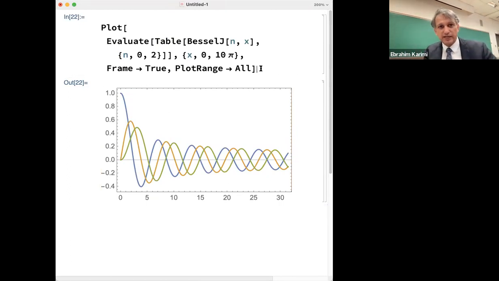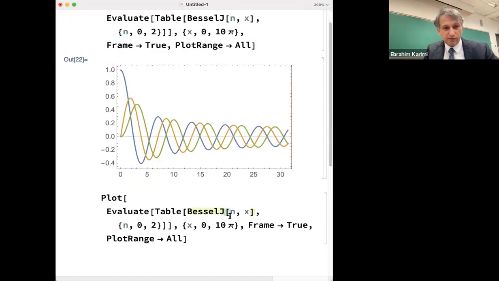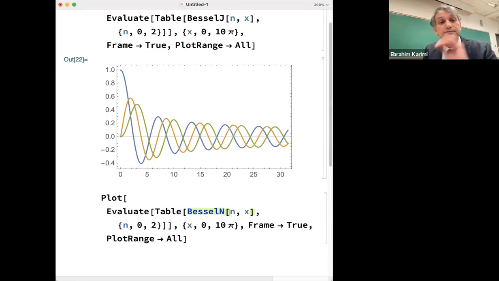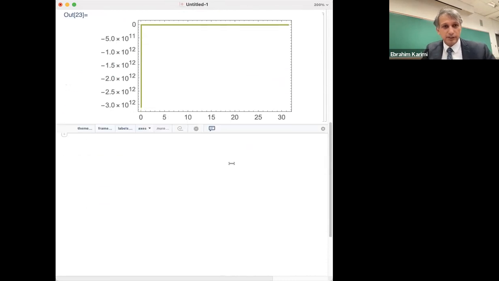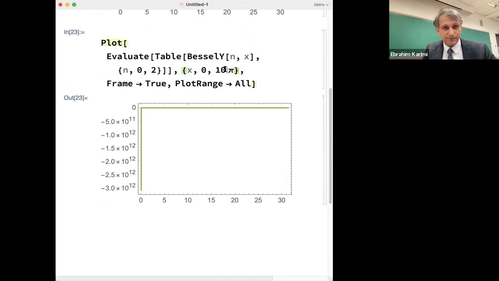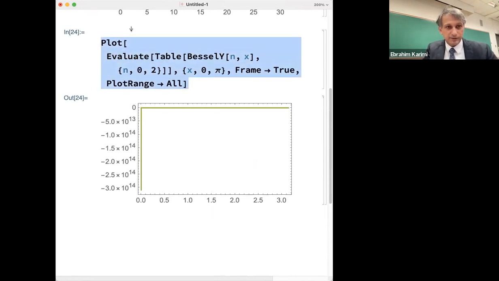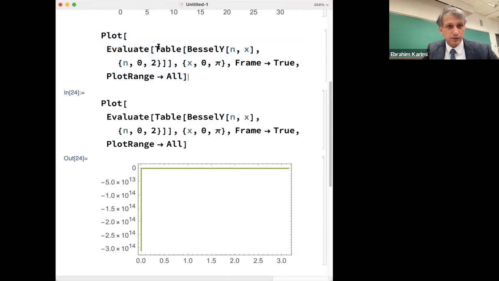And now let's look at the Neumann or second kind Bessel function, which is Bessel of n. Sorry, it will be Y. Yeah, you have some question? Oh yeah, okay. So this is the property that you have for them. So let's look at the pi. I have to bring it down to plot like that.